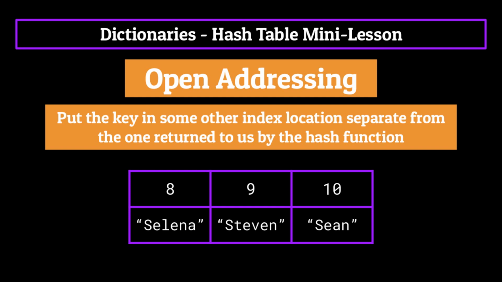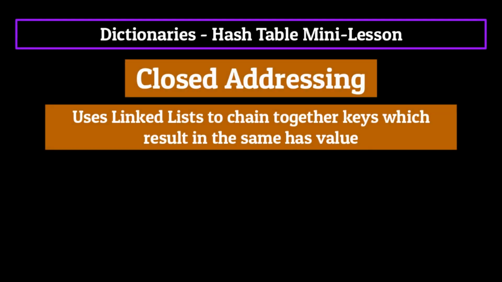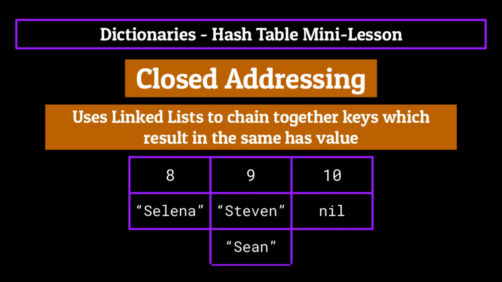This does make it harder to interact with the data in our dictionary later on, and can lead to problems if we eventually have a value which hashes to the index location 10, which is why computer scientists developed closed addressing. Closed addressing uses linked lists to chain together keys that result in the same hash value. So the keys Stephen and Sean would get stored together in a linked list at index location 9. The main drawback to this is that whenever we want to interact with the value stored within a key value pair for either Stephen or Sean, we end up having to look through the linked list for that piece of data that we want. If there are 200 keys hashed to one index, that's 200 keys we might have to search through to find the one that we want, and that's not very good.